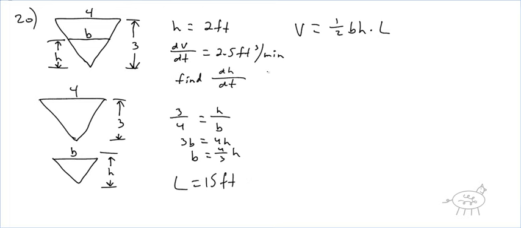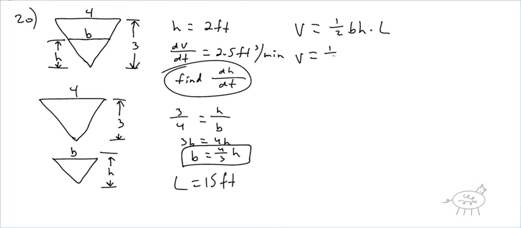Again, I'm looking for dH/dt, and I don't want B in there because I don't know dB/dt, right? I have no idea, so I can't keep that in there. I actually have to solve, in this case, for B, so I can just have it in terms of H. So let me plug that in. V equals 1/2 times 4/3 H times H times L. Okay? And L is going to be constant. Do you guys agree with that? So I can actually just put that right in there, and I don't have to worry about it.